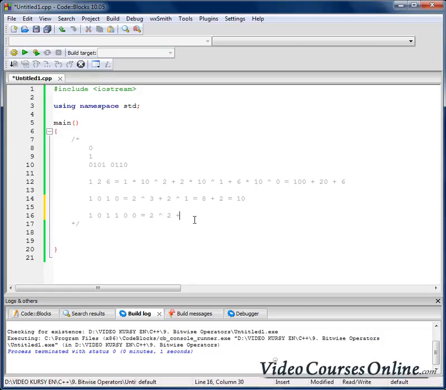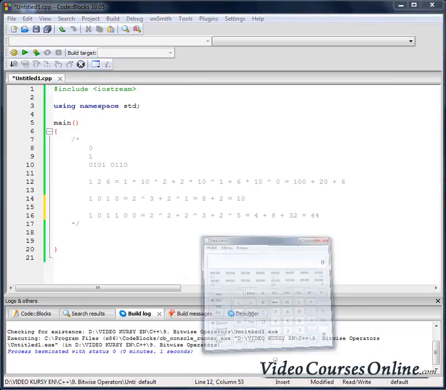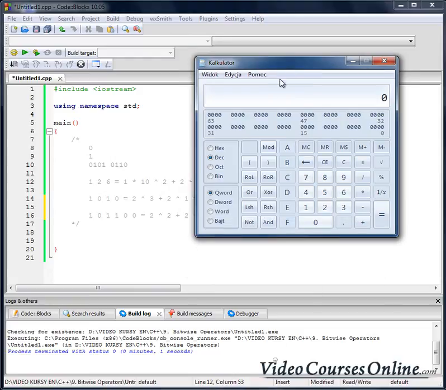And now plus 2 to the power of 3, because I have got here 1. Now I have 0, so I know that here will be 2 raised to the power of 4. Here is 2 raised to the power of 5, plus 2 raised to the power of 5. So it's what? 4 plus 8 plus 32. So it is 44.